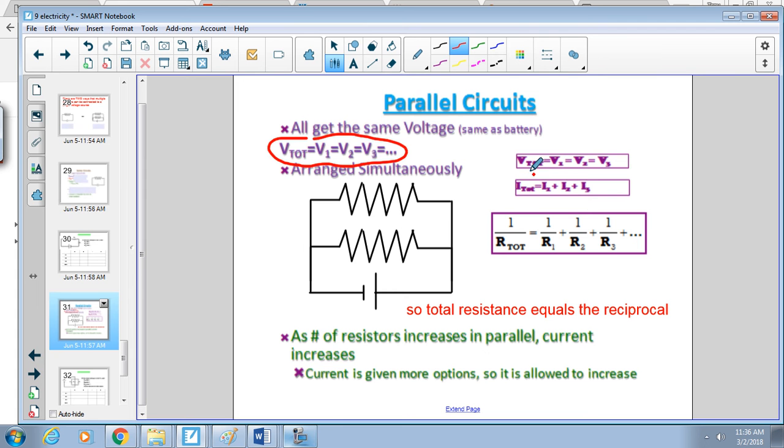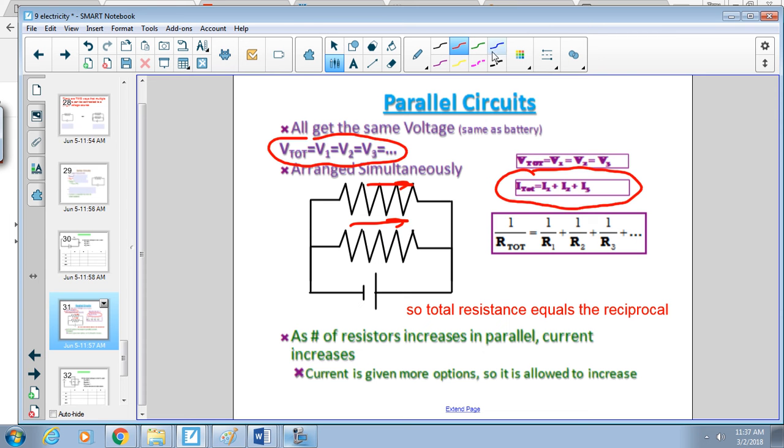Current, however, is the sum of all the currents. There are multiple paths, so there are multiple currents. It can go this way, or it can go this way. Two different paths, parallel circuit. What we're dealing with is multiple currents, but they should add together to give you your total current. Very similar to how voltage drops did in a series circuit, only now we're dealing with current.